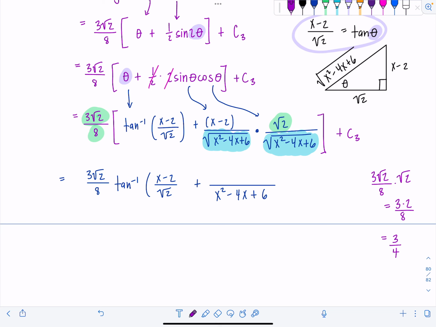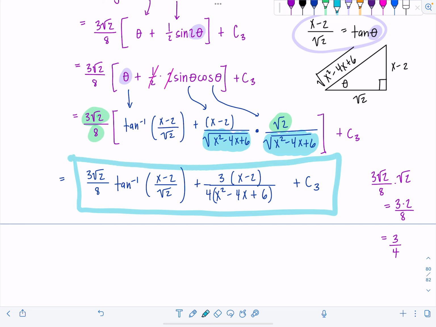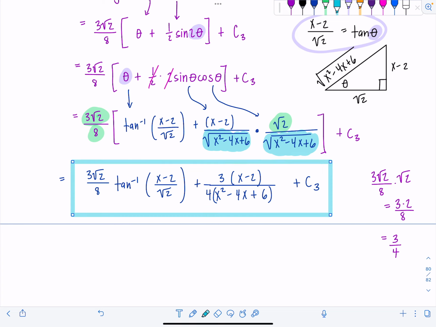So I want to write it cleaner. So I'm going to put, this should be closed, 3 times (x minus 2), and then I'll put a 4 down here, like that, plus C3. Are you good? Did I lose you? You're okay. All right, fabulous. So that's all 3 little baby integrals. They weren't so baby. They were gargantuan.